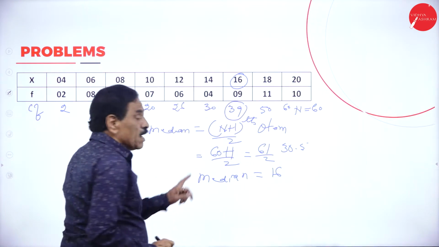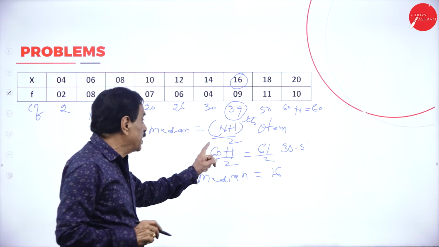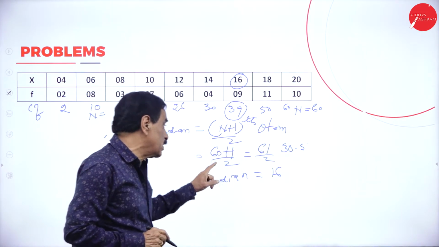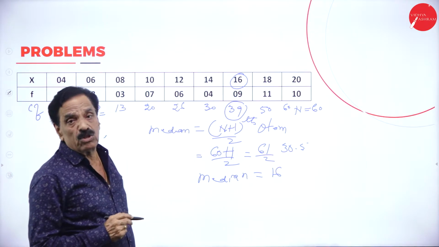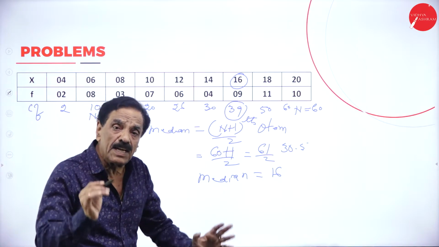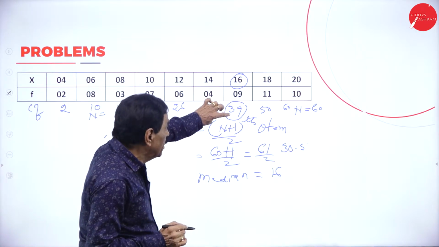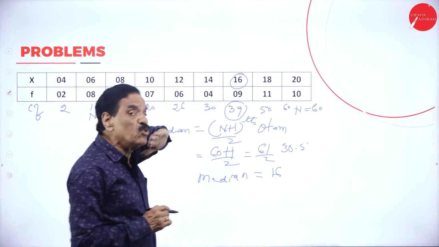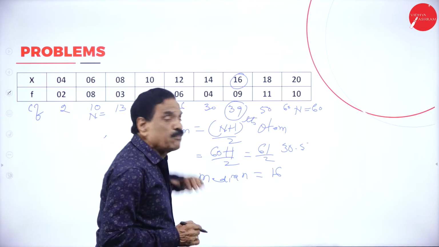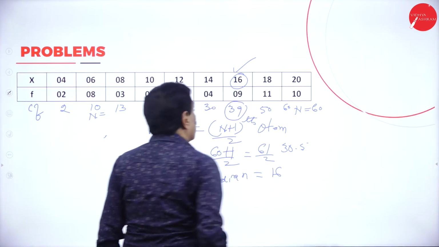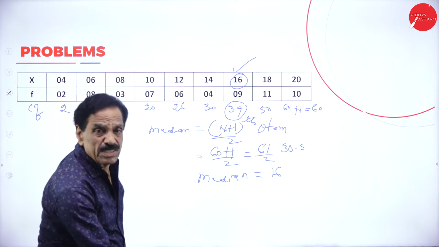Apply the formula. Median is equal to n plus 1 divided by 2th item. What's your n? 60 plus 1 divided by 2. 61 by 2, it comes to 30.5. Find 30.5 in cumulative frequency. It will come under 39. Under 30 you won't see because it is 30.5, more than 30. The value comes under 16. Therefore, median is equal to 16.